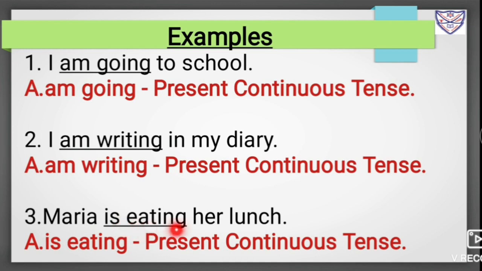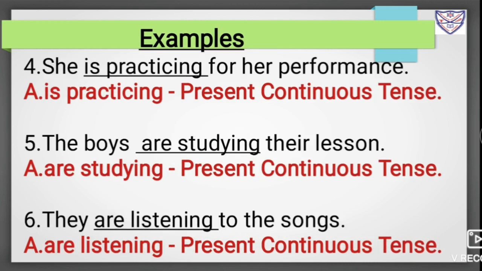Therefore we can say "is eating" is a verb which stands for present continuous tense, as it shows an action that is ongoing or continuous at the present time. Therefore "is eating" will be present continuous tense. Number 4, she is practicing for her performance. Now over here she is a subject.